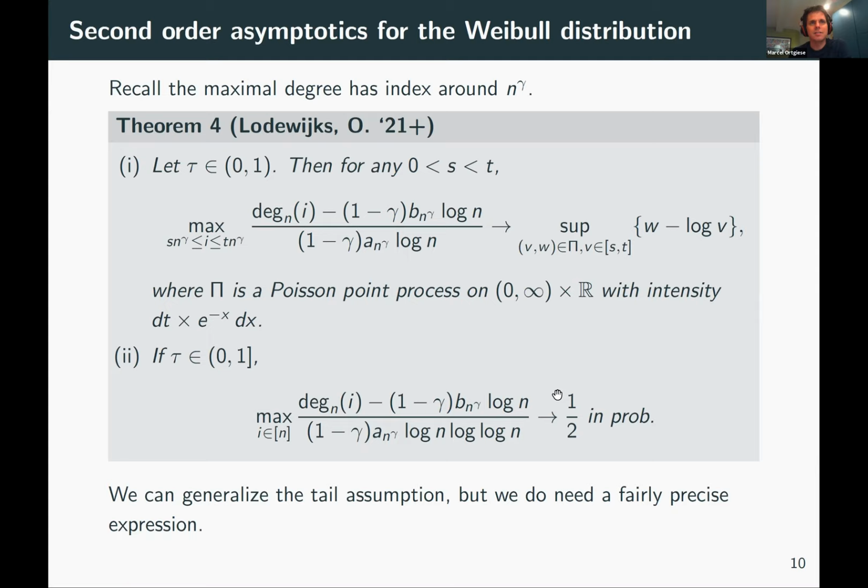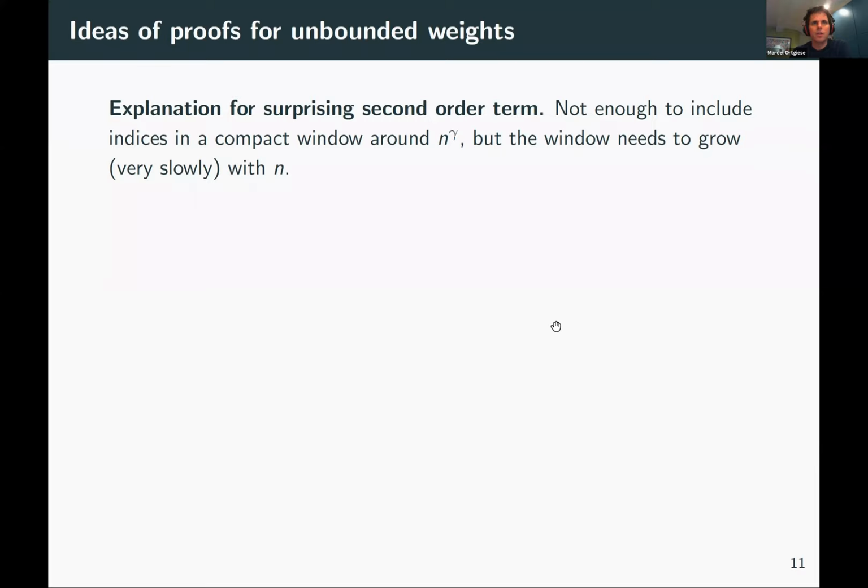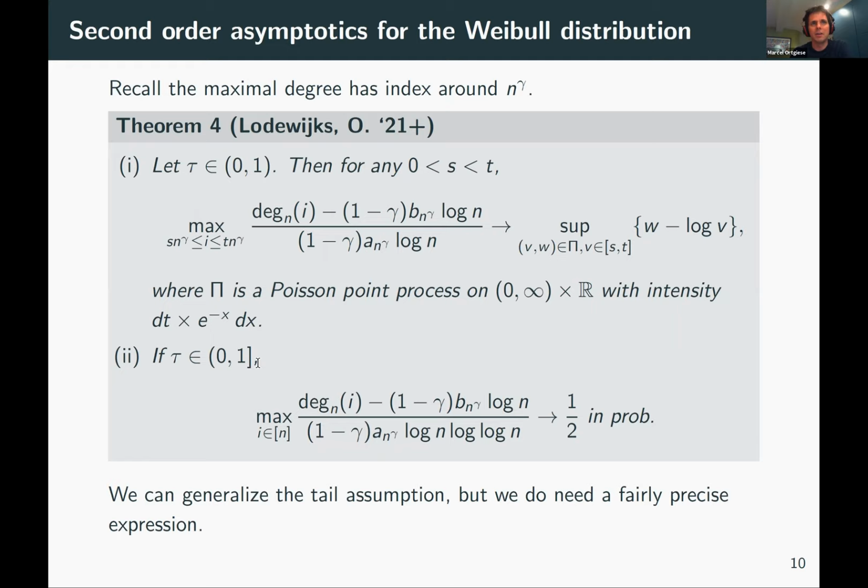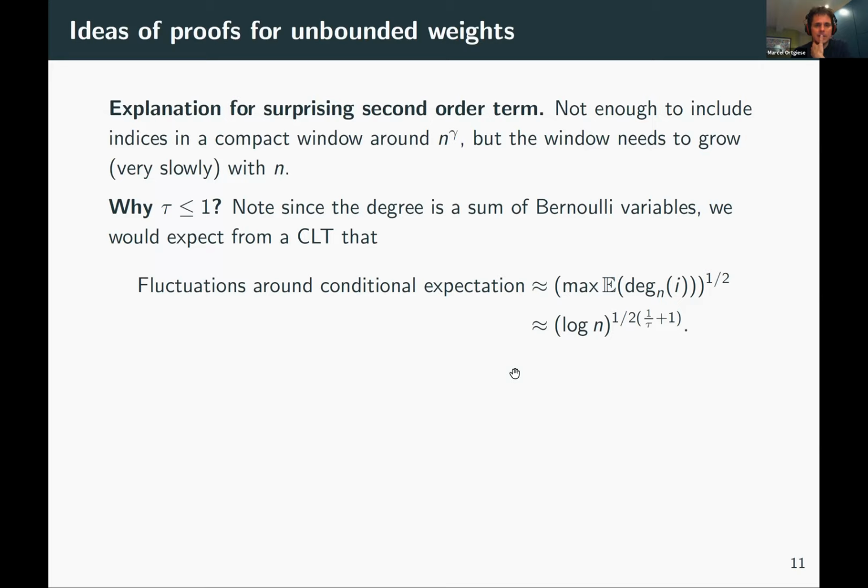We have this surprising result. If you were paying very careful attention, you'd notice that I restricted my parameter τ to be between 0 and 1, or including 1 in the second case. And there's a reason for that, a very good reason. The methods we're using for this just don't work if τ is bigger than 1.